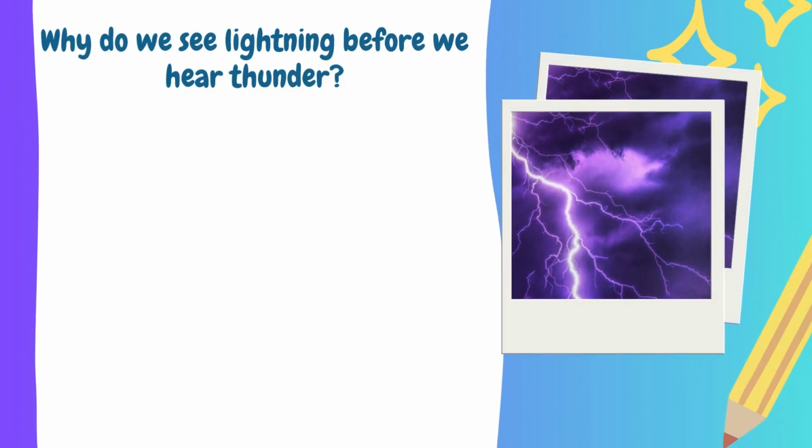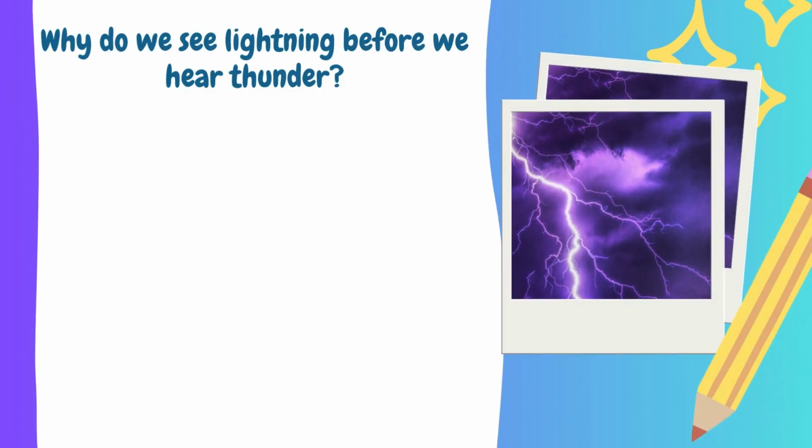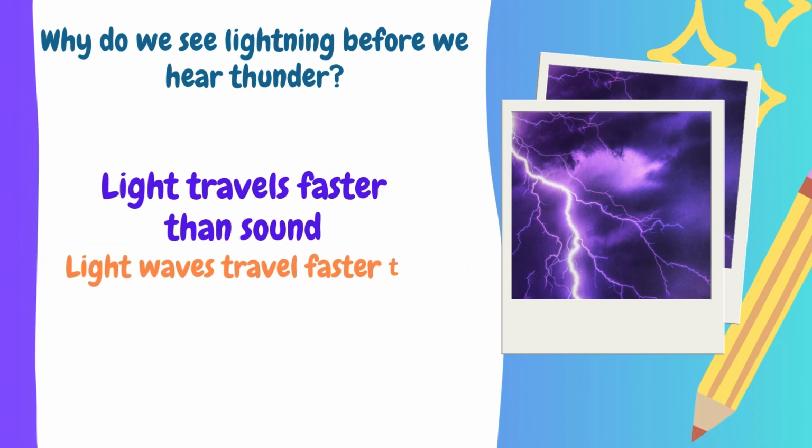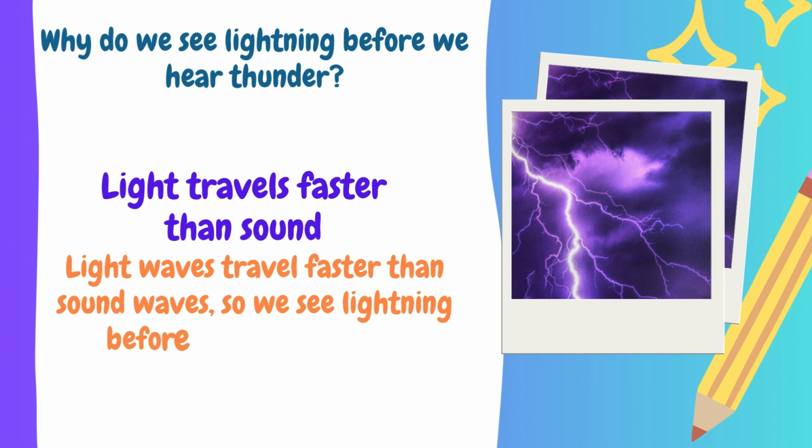Why do we see lightning before we hear thunder? Here's a clue. It's all about speed. The answer is light travels faster than sound. That's why lightning arrives before the thunder rolls.